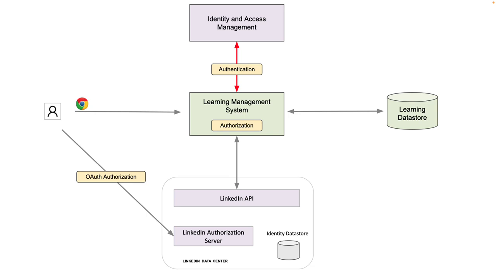So this way, LMS is now authorized to use LinkedIn API, and it's going to access the LinkedIn API using an OAuth token. I hope this clarifies the difference between Enterprise Authorization and OAuth Authorization.